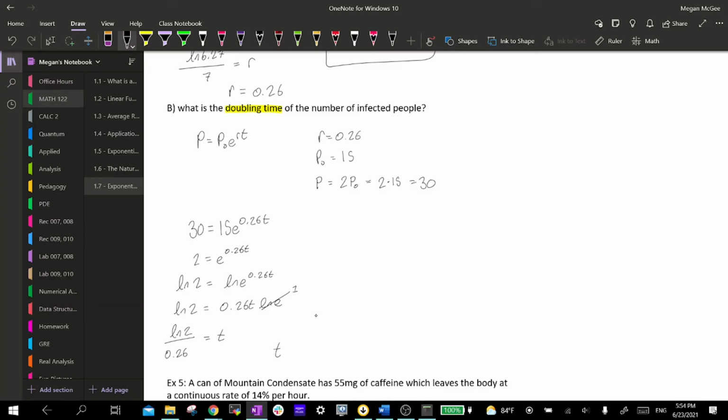So a calculator tells us that t is 2.67, not years, days. There we go. Units are very important. So in just a little bit over 2.5 days is how long it's going to take to get from 15 infected people to 30 infected people. That is our doubling time.